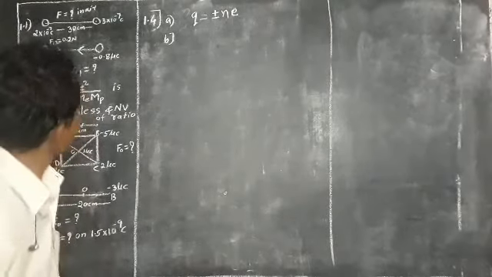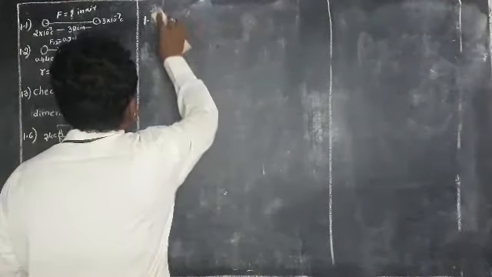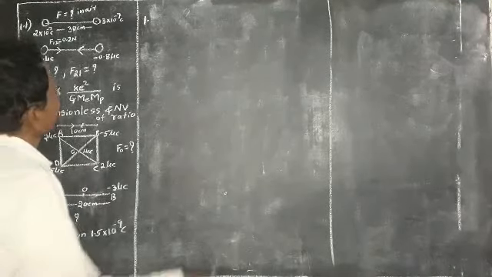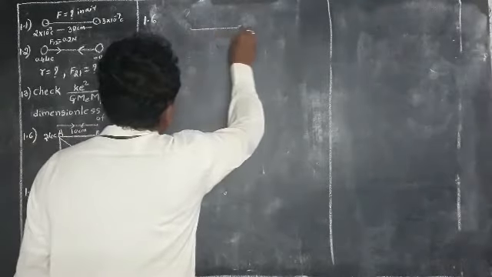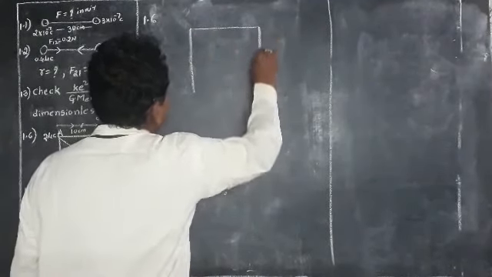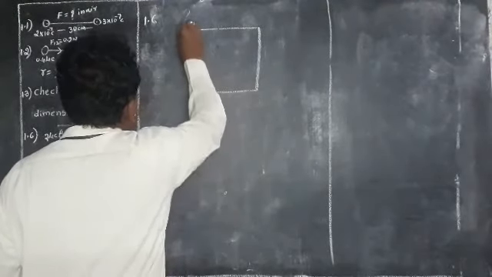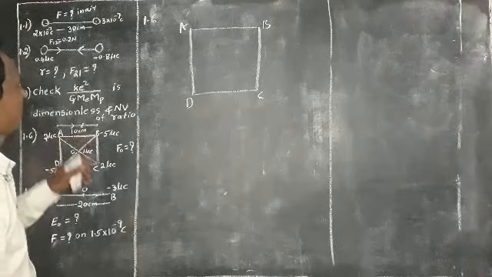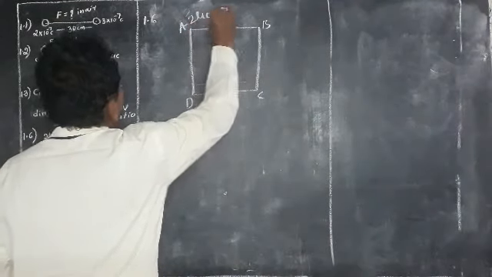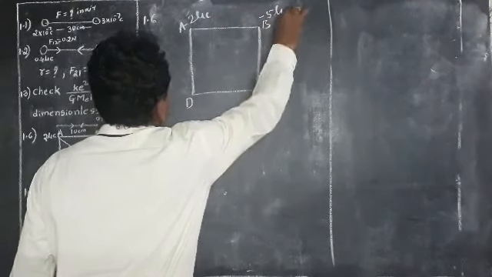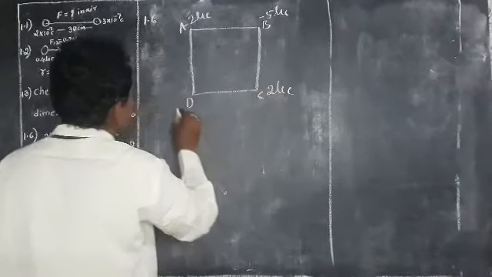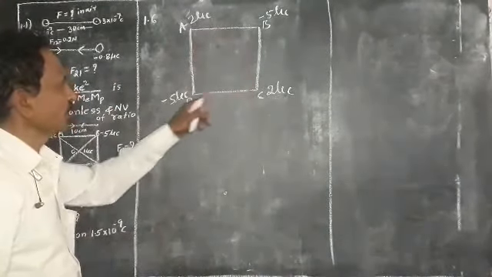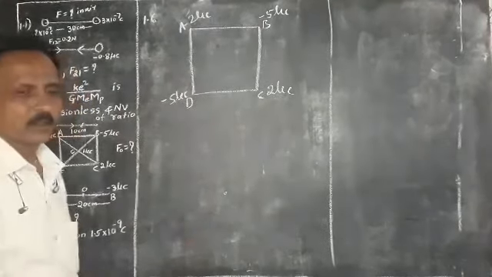Next, 1.6. In this problem, ABCD is a square and 4 charges, 2 microcoulomb, minus 5 microcoulomb, plus 2 microcoulomb and minus 5 microcoulomb are located at the corners A, B, C, D.